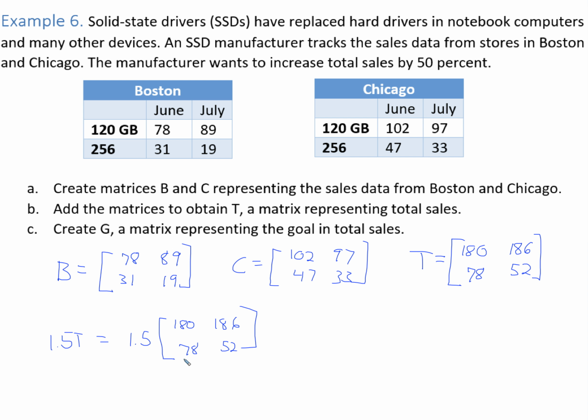So 1.5 times 180 is 270. Over here, 270. 1.5 times 186 is 279. 78 times 1.5 is 117. And 52 times 1.5 is 78. So if they can increase their numbers in the different months to total this, this is what their goals would be, total goals. And they said to name that G, so this equals G. And there's just an introduction to the elementary operations for matrices.